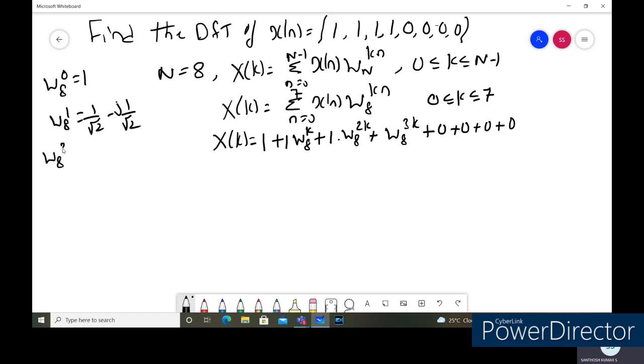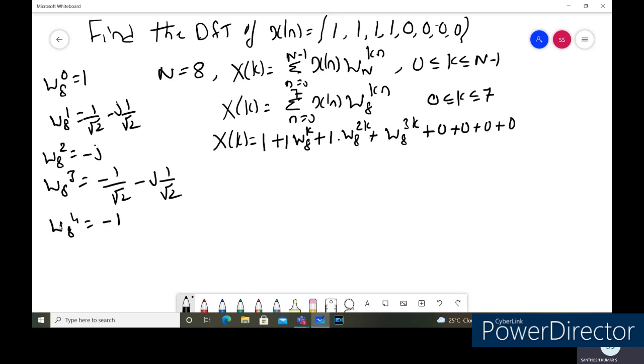For omega 8 to the power of 2, it is minus j. And omega 8 to the power of 3 will be minus 1 by root 2 minus j into 1 by root 2. And for omega 8 to the power of 4, this is minus 1.